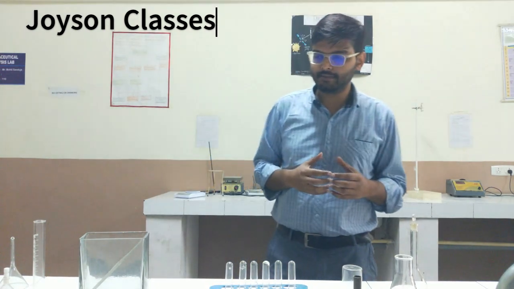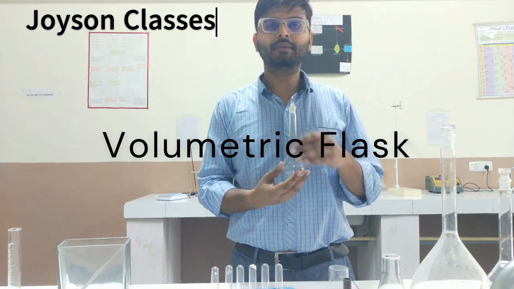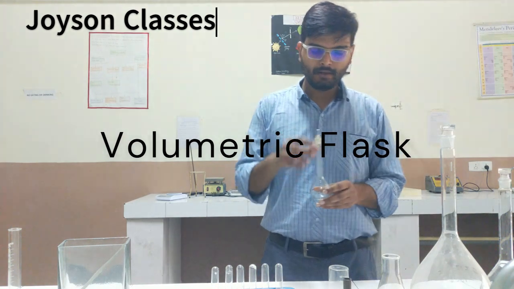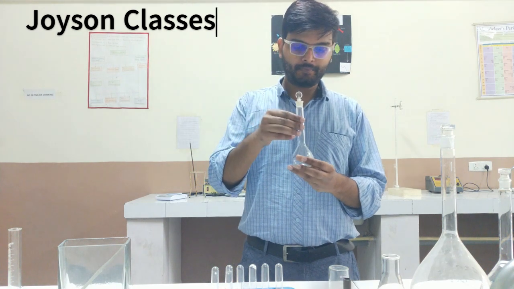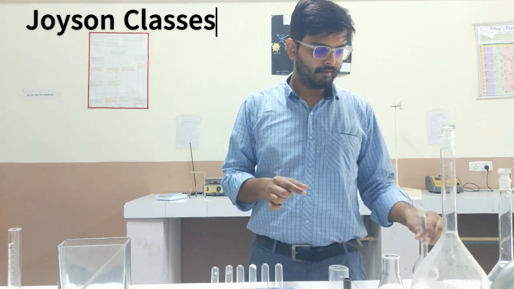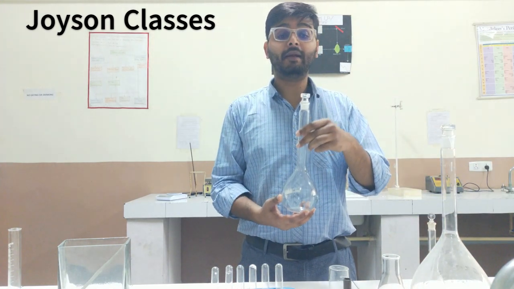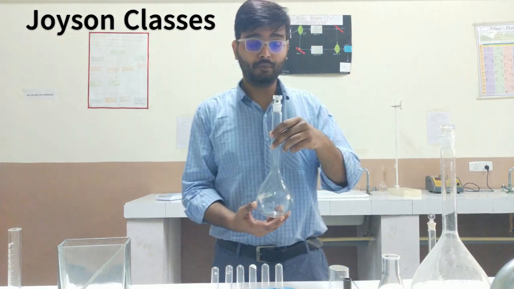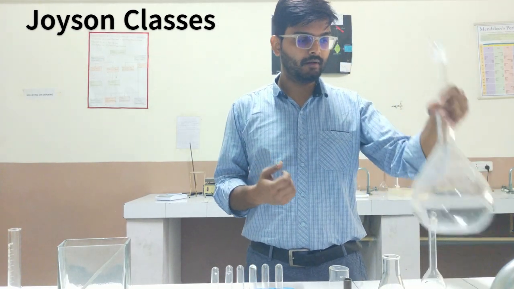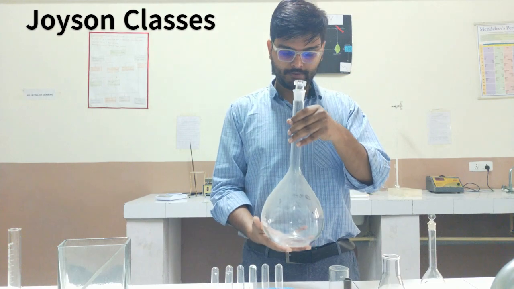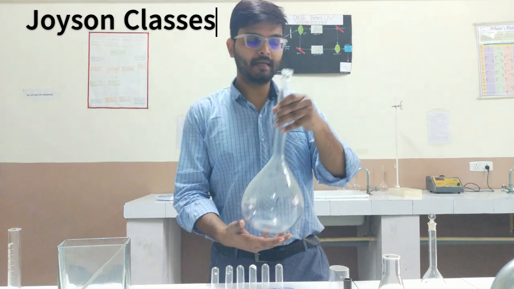Let me introduce to you the glassware that I have here. This is known as the volumetric flask, and it has a stopper, and it is of 100 ml. It's also available in 250 ml and 500 ml. This is a bigger one, and it is also available in 1000 ml and 2000 ml. This is a bigger version of the volumetric flask, which is of 2000 ml.